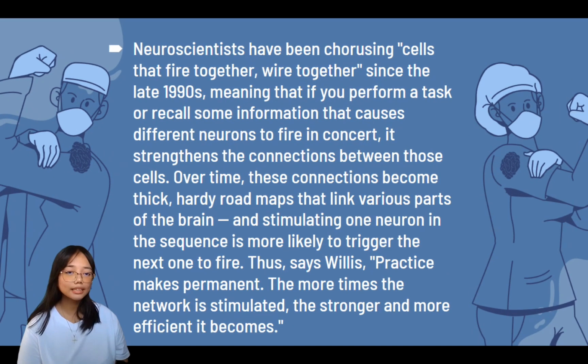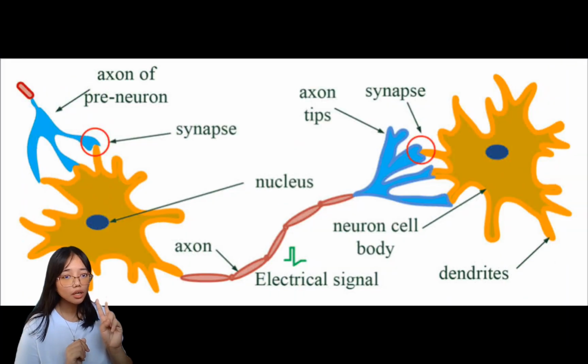So in the next slide, the phrase "cells that fire together wire together." This is a very common saying that is often used to describe the process of neuroplasticity, or the way that the brain changes and adapts. So this phrase means that when two neurons or cells in the brain are activated at the same time, they will form new connections or strengthen the existing connections between them.